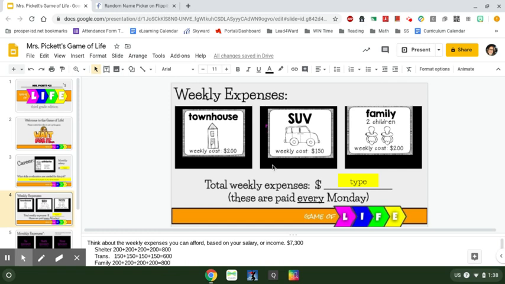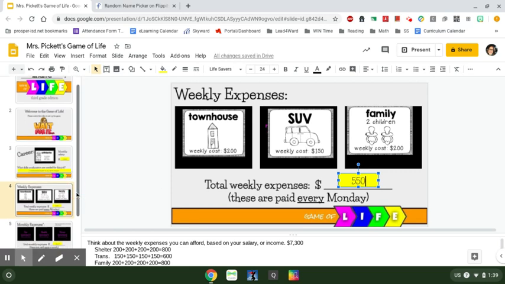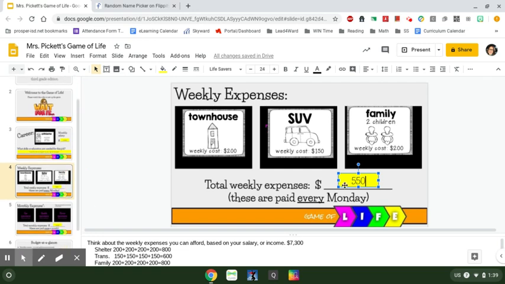So now I have to think about what my total weekly expenses are for everything. Wow, that's a lot. Okay, so I have my total for the entire month here, but I just want to think here: 200 plus 200, that's 450. Nope, I'm sorry. 200 plus 200 is 400. Plus 150, man, that's $550 a week. That's crazy. All right, let's move on. Okay, so per week, I'm spending $550 on my townhouse, plus my SUV, plus the size of my family.